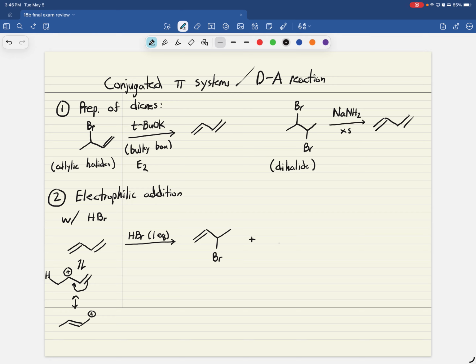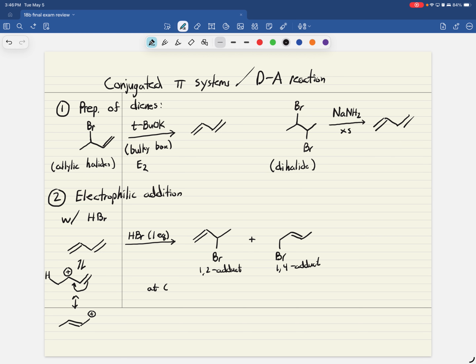We could attack at the end as well. Okay. But depending on your product or your temperature, you're going to get a ratio or mixtures. And by analyzing these mixtures, we kind of understand how this reaction works. So I'm going to give you two scenarios.